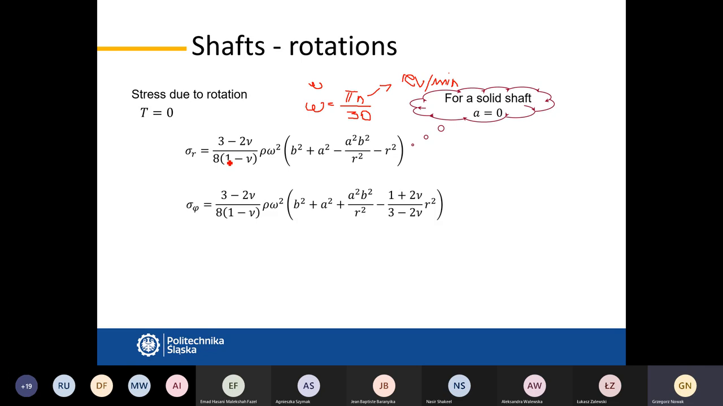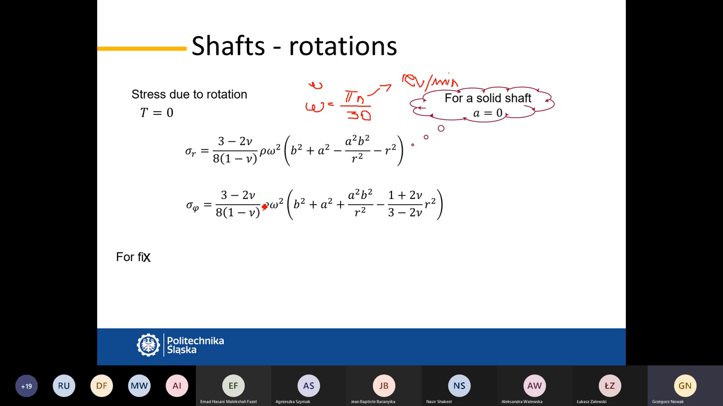Sigma phi is quite similar. The difference is, again, here it is plus, minus, and here is only R squared. And here is an additional factor, 1 plus 2 nu divided by 3 minus 2 nu. In a moment we'll look at what the result is if we compare these two stresses.